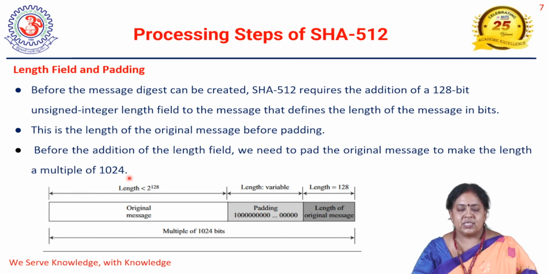And coming to padding, what is the requirement here? It is going to process the input message as 1024-bit blocks. So the message length should be a multiple of 1024 in order to divide the message into blocks. In order to make the message size equal to a multiple of 1024, we have to perform padding. Padding means adding extra bits.